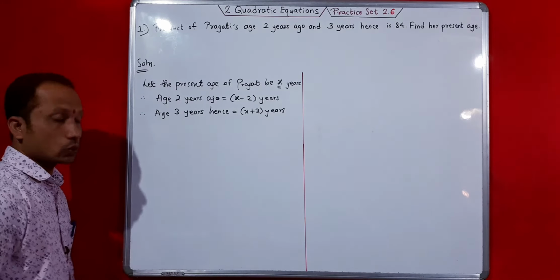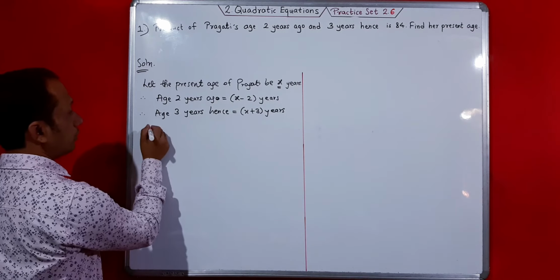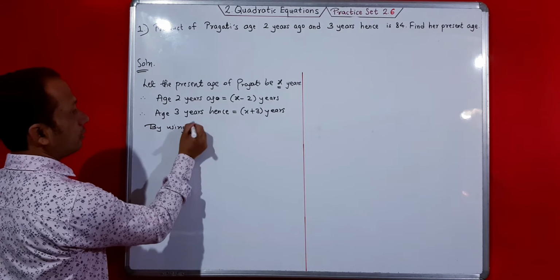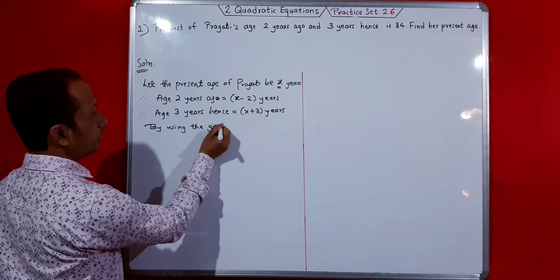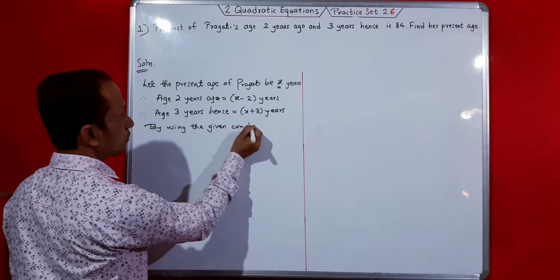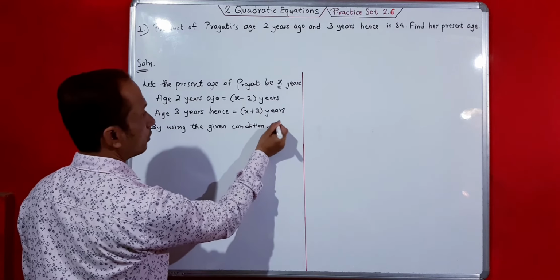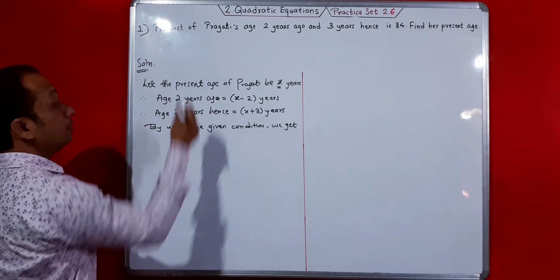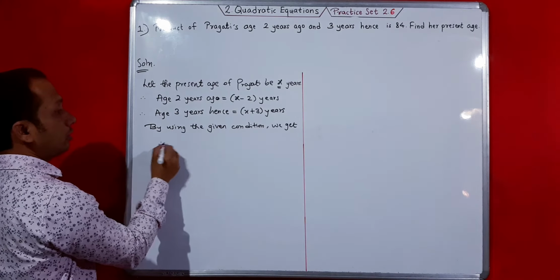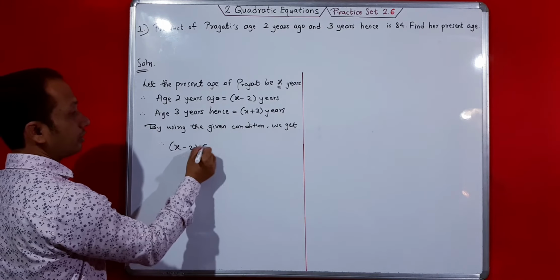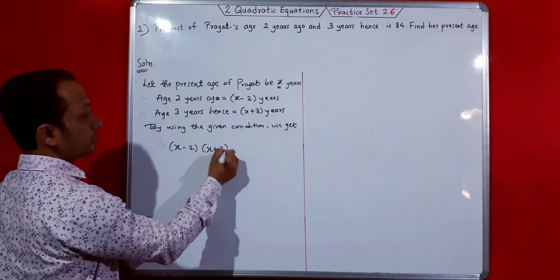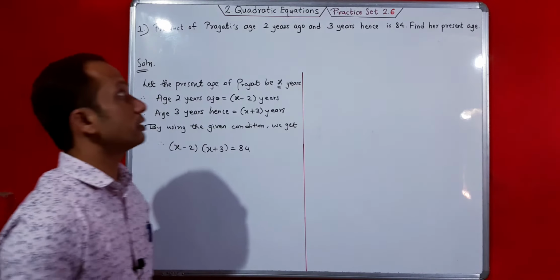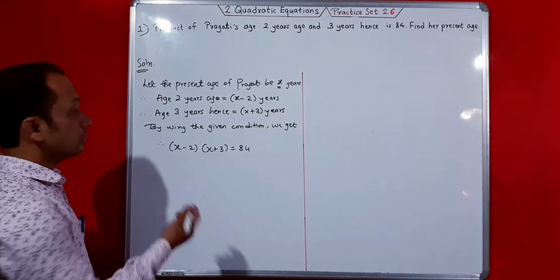So what is the given condition? By using the given condition, we get: the product of these two things, the age 2 years ago and the age after 3 years, is equal to 84. You can see the product of Pragati's age 2 years ago and 3 years hence is 84. Just find the present age.